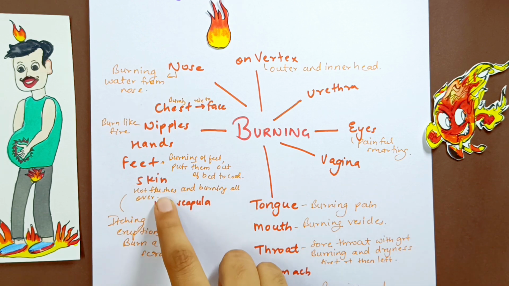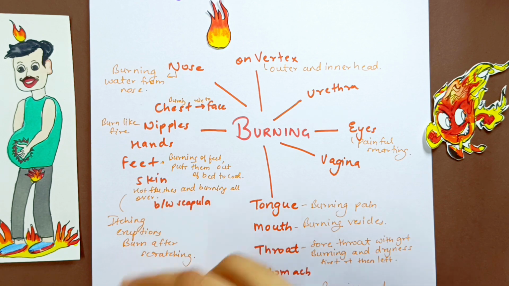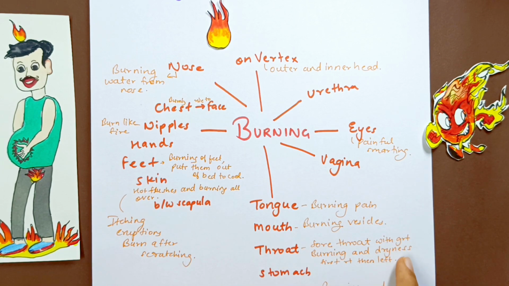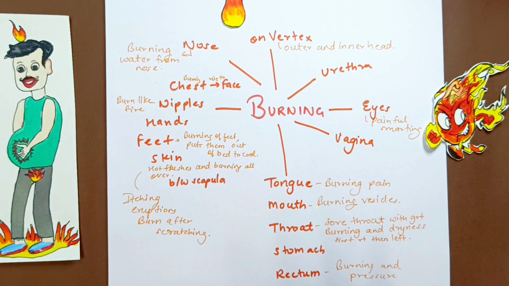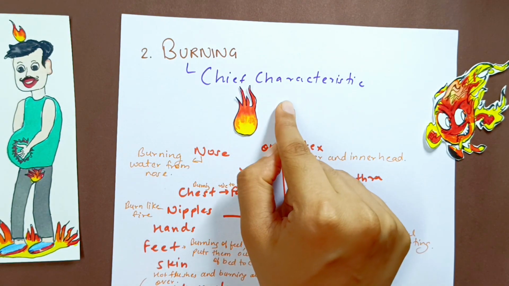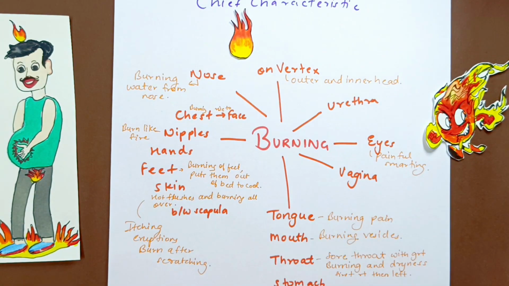Then we have hot flushes and burning all over. So see, there is hot flushes, there's burning all over, burning between scapulae, burning pain in the tongue, burning vesicles in the mouth. The throat also has burning, and there's also dryness first on the right and then on the left side of the throat. Right, in the stomach there is burning, in the vagina there is burning, so there is burning everywhere. Okay, that shows you how important burning is in this remedy. It really is the chief characteristic of this remedy, right?